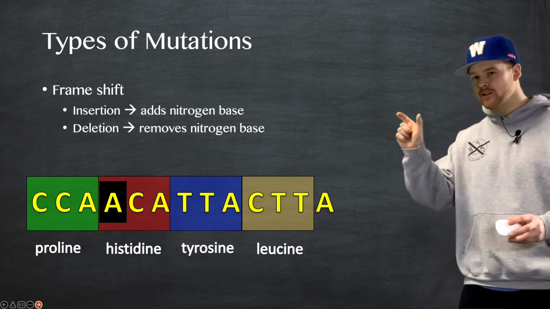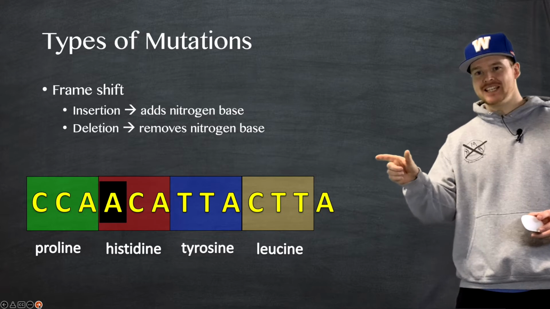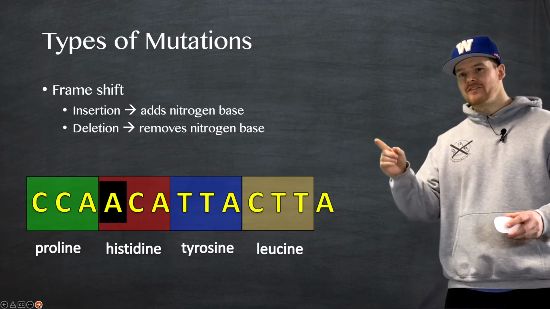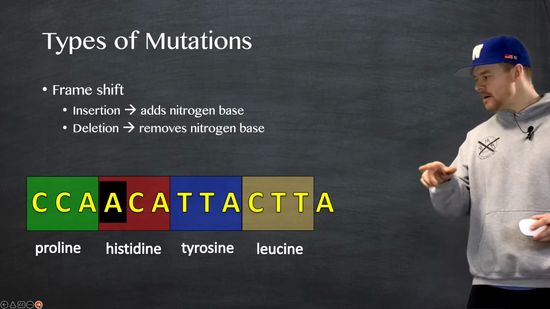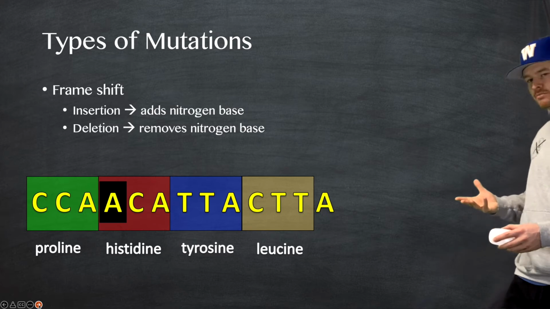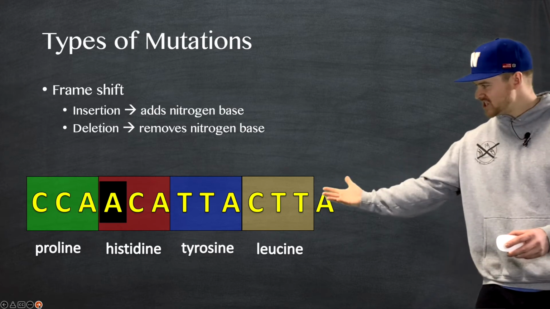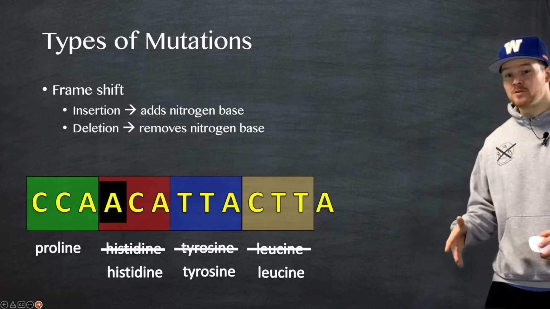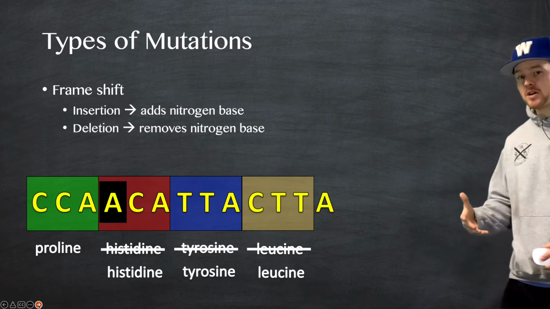Like we have that first green section of CCA, and then before we had CAT, but now we have that mutation of ACA. But it didn't just affect the red one. The blue one got moved over, and the kind of yellowish brown one got moved over as well. So that shifted everything this way. That's why it's called a frame shift, and it's going to affect what everything this way is going to be coded for.